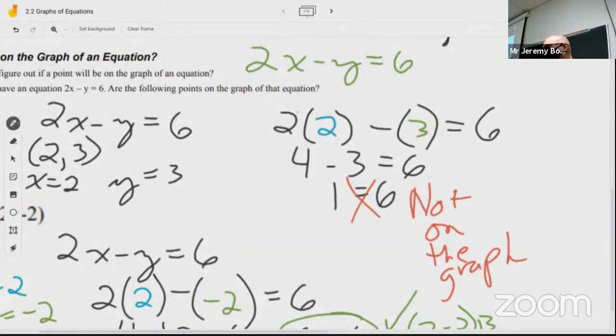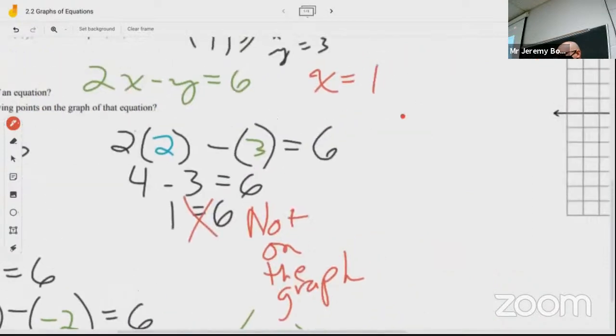So what if I say, well, let's make x equal to 1. Could we find the y value that goes with the 1? How could we do that? We could plug in the x. So if we take our equation and we plug in that x value, can we now solve for y?